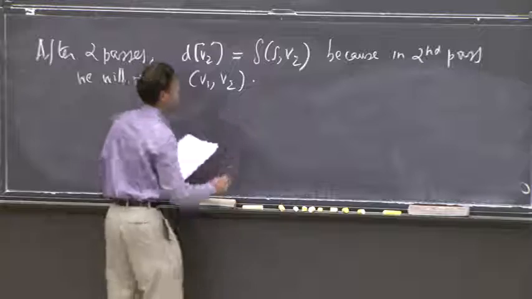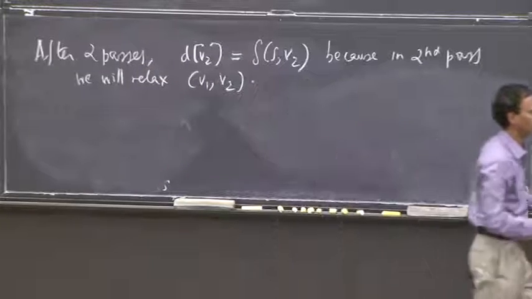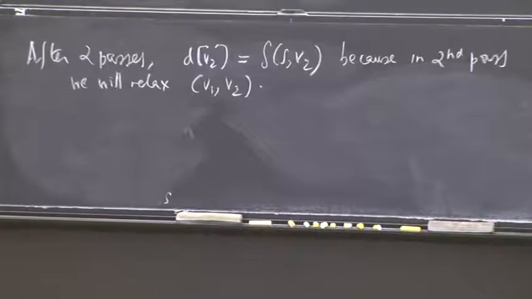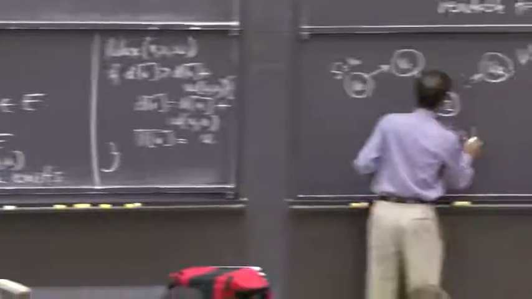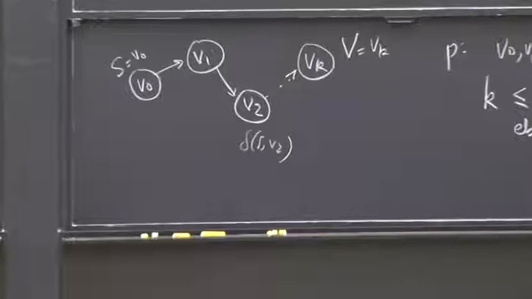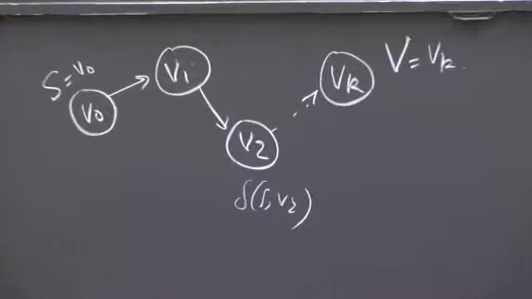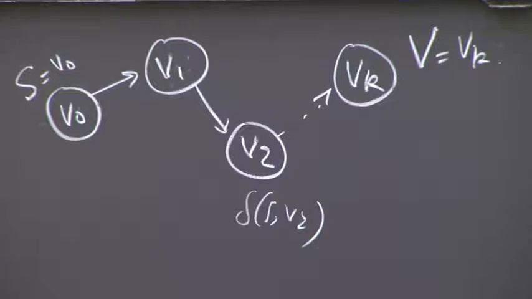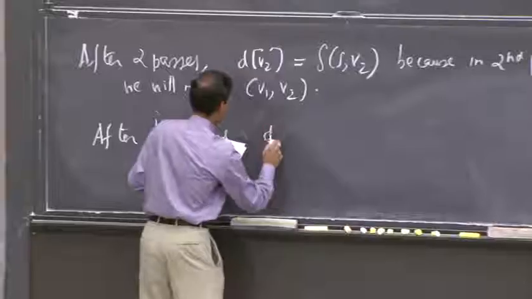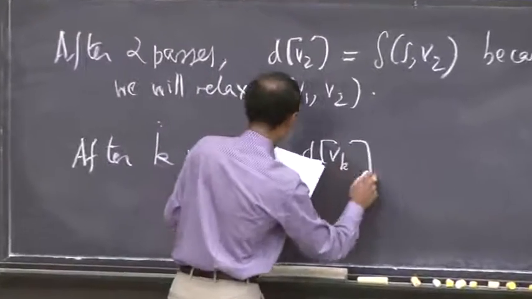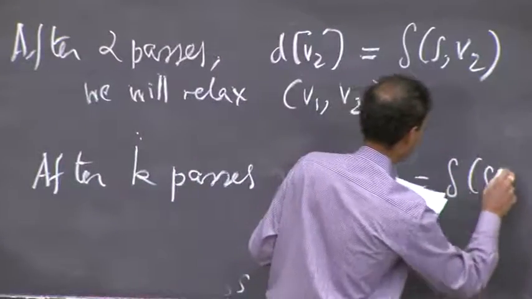So it's a different edge that needs to be relaxed, but that's cool because I'm relaxing all the edges. And I'm going to be able to grow my frontier. I'm going to be able to compute delta S V2 at the end of my second pass. And so on and so forth. So after K passes, we have d V_K, excuse me, equals delta S V_K.